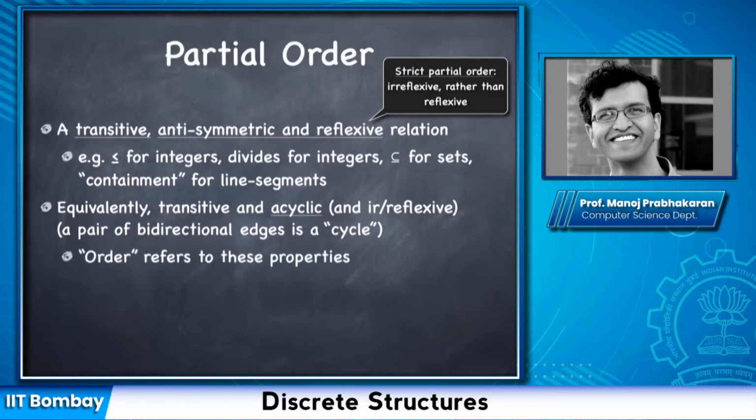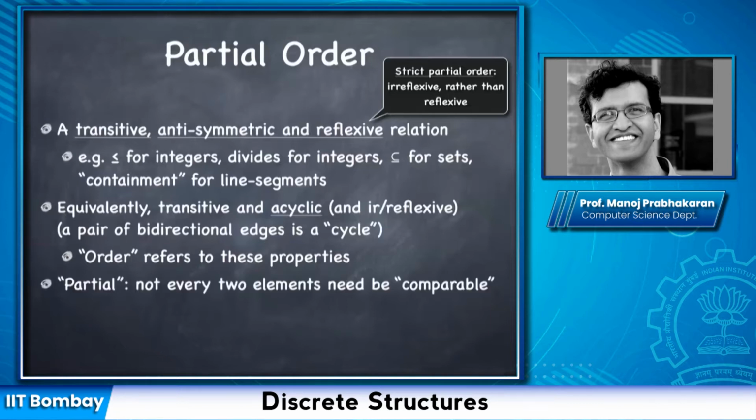So here order refers to these properties, right? Being transitive and being acyclic. So if A is less than or equal to B, and B is less than or equal to C, then A should be less than or equal to C. And if A is less than or equal to B, you cannot have B less than or equal to A unless A equals B. Okay, so these are the transitivity and acyclic or antisymmetric properties. So that's what order refers to.